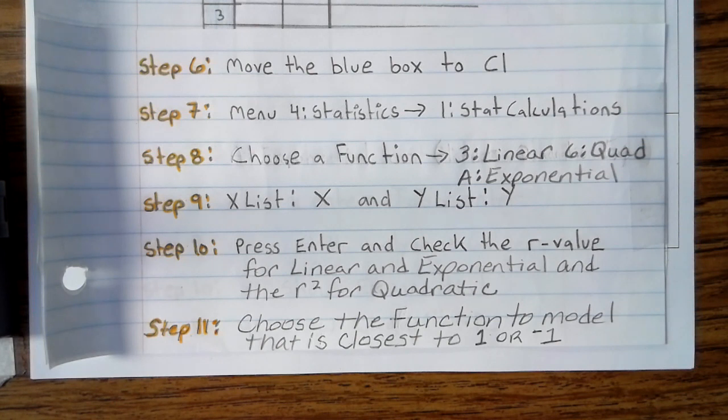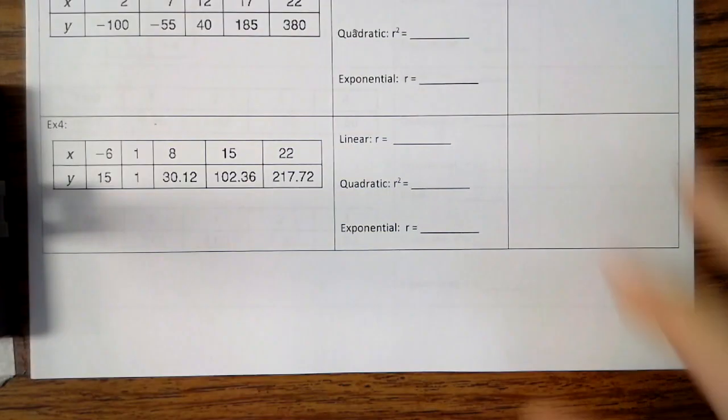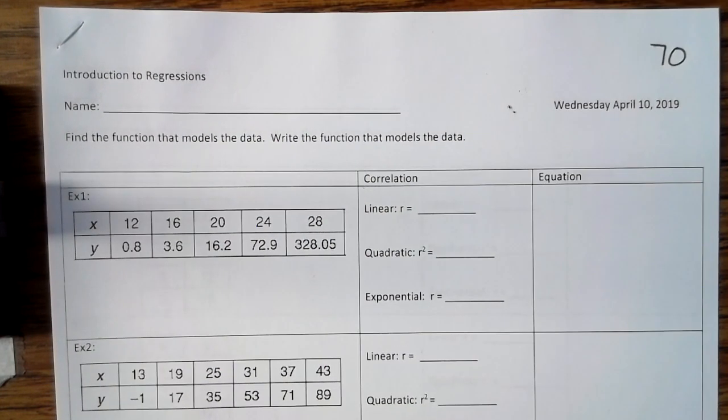You would update your notes. Now your notes are updated. Let's take a look at the examples. All right, Introduction to Regression is on page 70. Find the function that models the data, write the function that models the data.